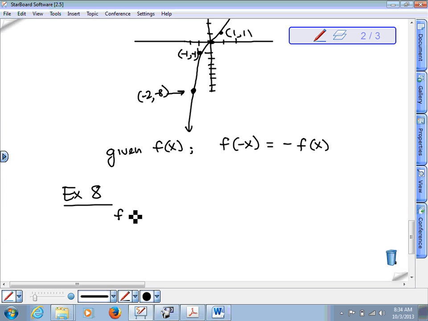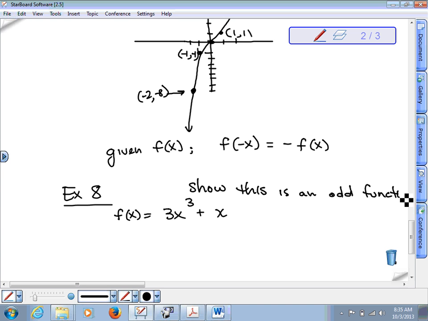Let's have f of x equal to 3x to the third plus x. And I want you to show this is an odd function. We don't know what the graph looks like, so we can't use the fact that this may be symmetric to the origin. We have to use this algebraic property. So what we need to first evaluate is f of negative x.